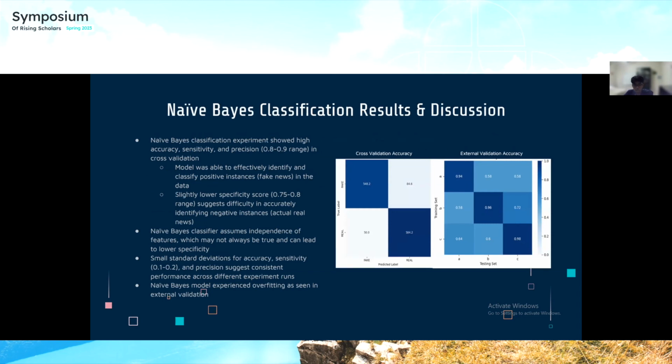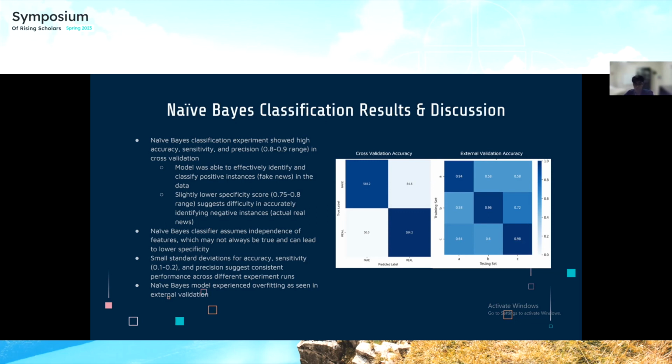Firstly, the Naïve Bayes classification experiment showed high accuracy, sensitivity, and precision, which can be seen in this left graph, which is the cross-validation accuracy. These numbers were in the 0.8 to 0.9 range, which are relatively high. What these indicate is that the model was able to effectively identify what is known as a positive instance, which essentially means it was able to identify the fake news present in the articles quite well. Furthermore, it had a relatively lower specificity score, about the 0.75 to 0.8 range, which suggests that it had difficulty in accurately identifying the negative instances, or the actual real news.